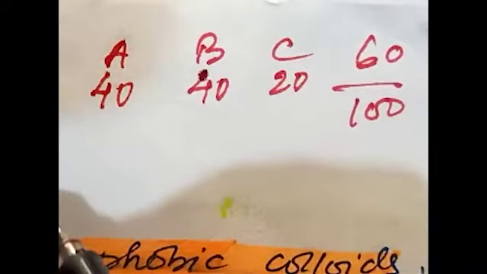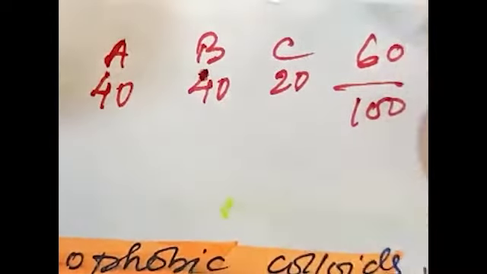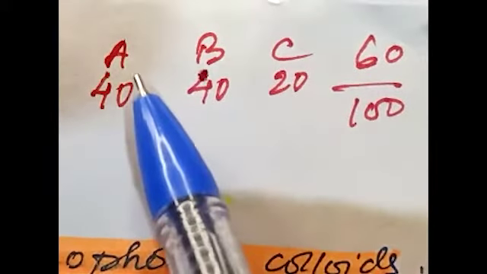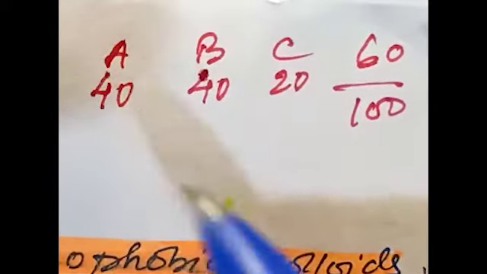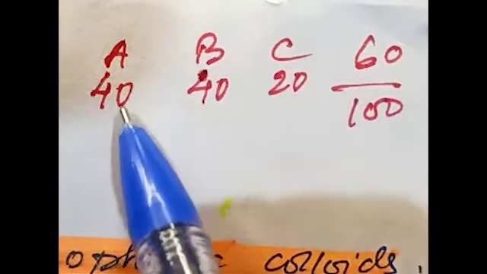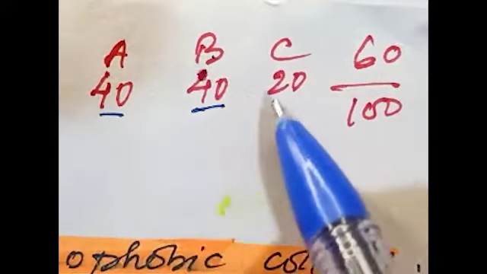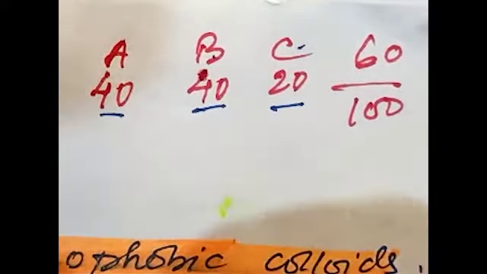So three parties are fighting for the election of a certain state, and they want to win the contest. They want to become the ruling party. But party A has got 40 seats, party B has got 40 seats, party C has got 20 seats.